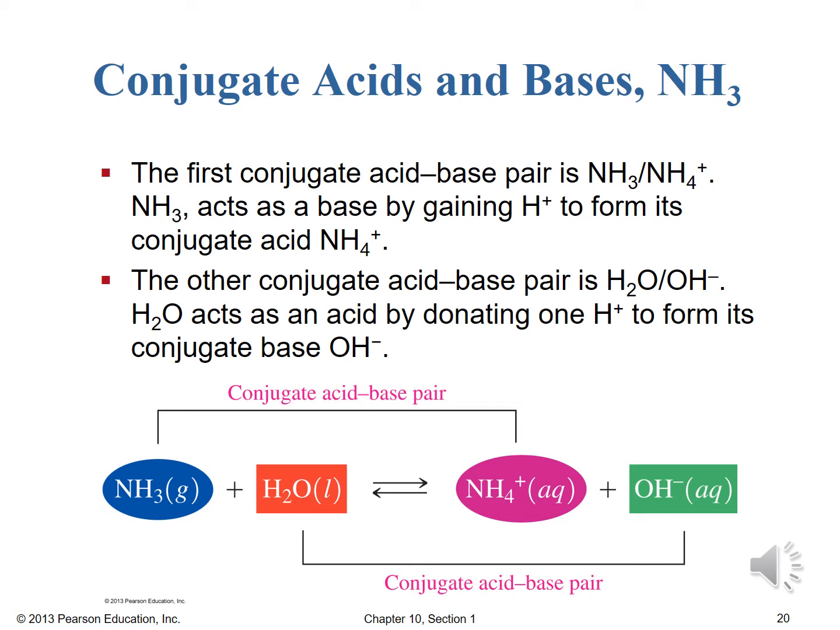Okay, if we read this reaction, we say that the ammonia is the base in the forward reaction because it accepts a proton from H2O to form NH4 plus. The H2O is the acid in the forward direction because it donates a proton to form OH minus. If we look at the reverse direction, the NH4 plus is now the proton donor because it donates a proton to OH minus to form H2O, and the OH minus is the base, the proton acceptor, because it accepts that proton from NH4 plus to form H2O. All right, so if it's an acid in the forward direction, its conjugate is a base. If it's a base in the forward direction, its conjugate is an acid.